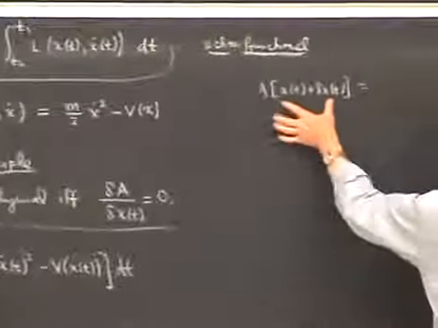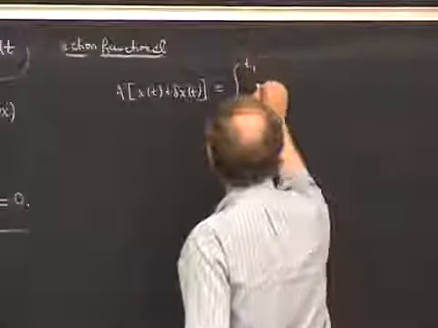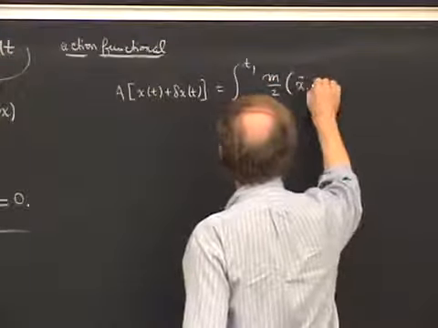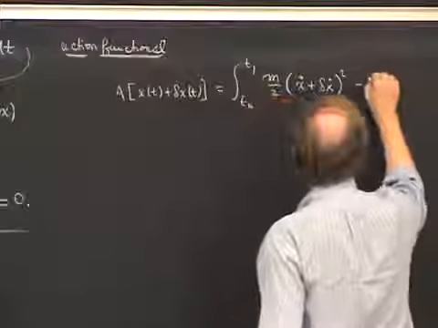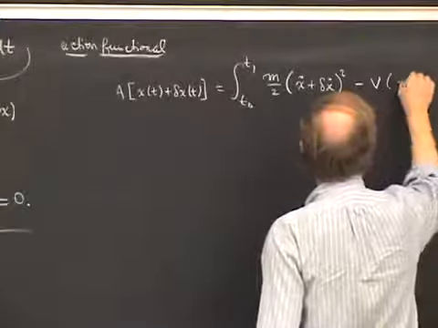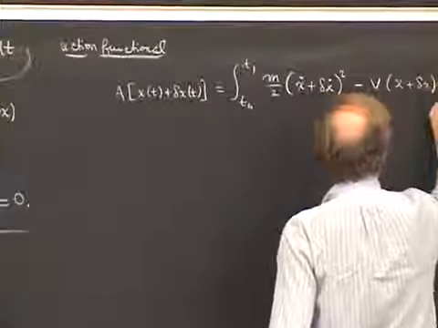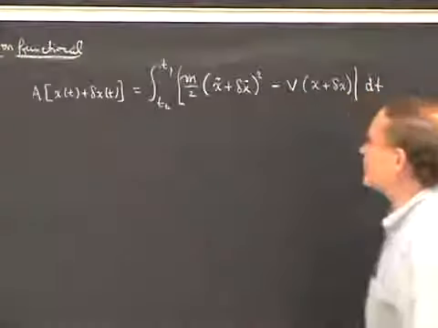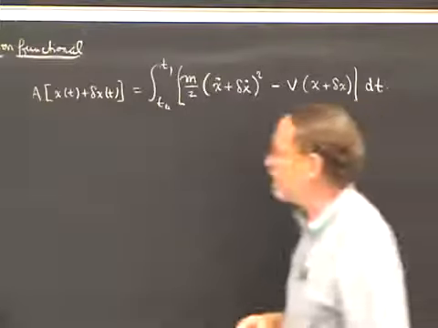All right, now let's evaluate the action of the modified path. This is the integral from t0 to t1, and then we've got the mass over 2, and then we've got x dot plus delta x dot, quantity squared. Then we've got minus the potential evaluated at x plus delta x. Those are both functions of time, and then the whole thing is integrated over time, dt.